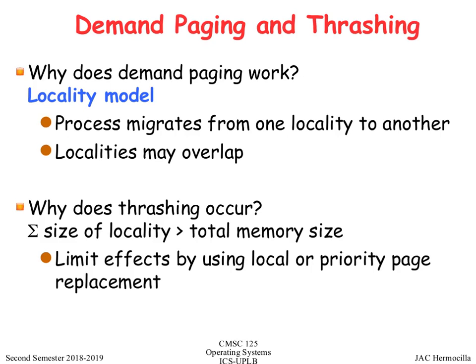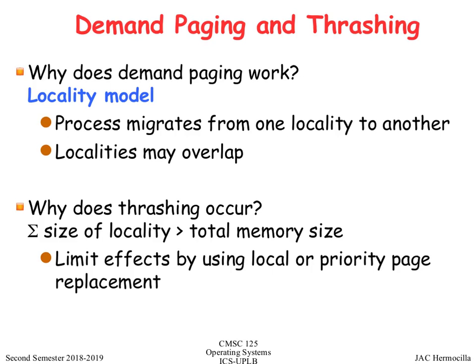And as the program executes, the process will migrate from one locality to another, okay? So, for example, if you have a program with a lot of functions, and in the main function you call a function, the execution will jump to that function, and all memory access patterns will be using, let's say, parameters and local variables, which are part of a particular locality of that particular function. So that's what we mean by that, okay?